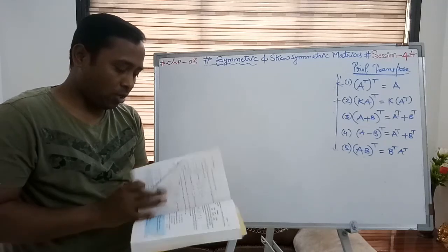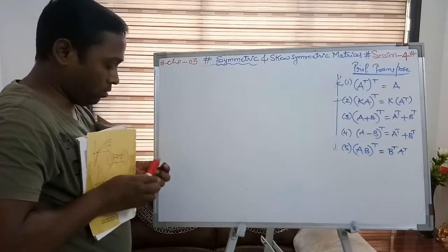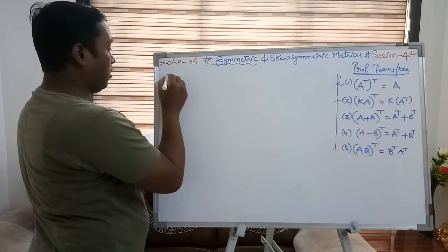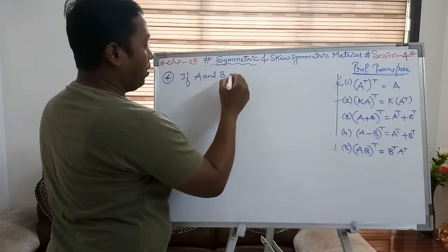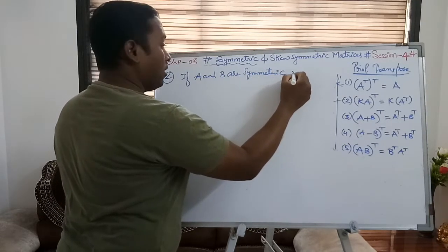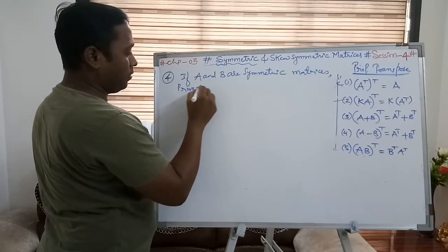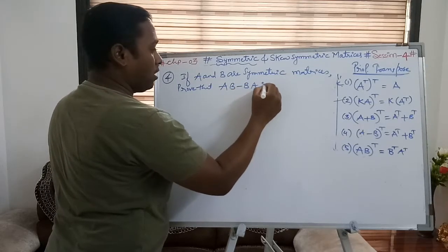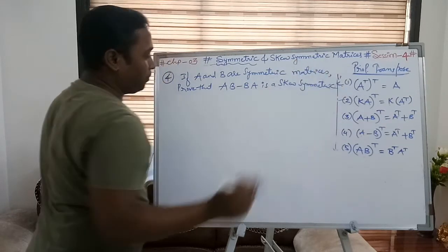Here, let's say I am taking one question. If I write the question on the board, as we can also state result number 4: if A and B are symmetric matrices, then prove that AB minus BA is skew symmetric.